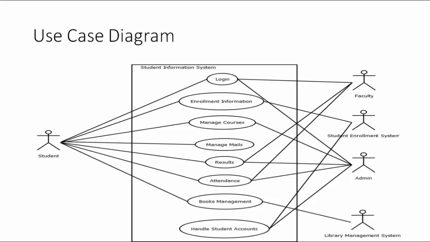Next is the books management use case. The primary actor for the books management use case is the student. The student will be allowed to view all the books which he has issued from the library. So a library management system is also attached to this book management use case. The library management system will give us the details of issued books by a particular student, and we will show that information to the student.